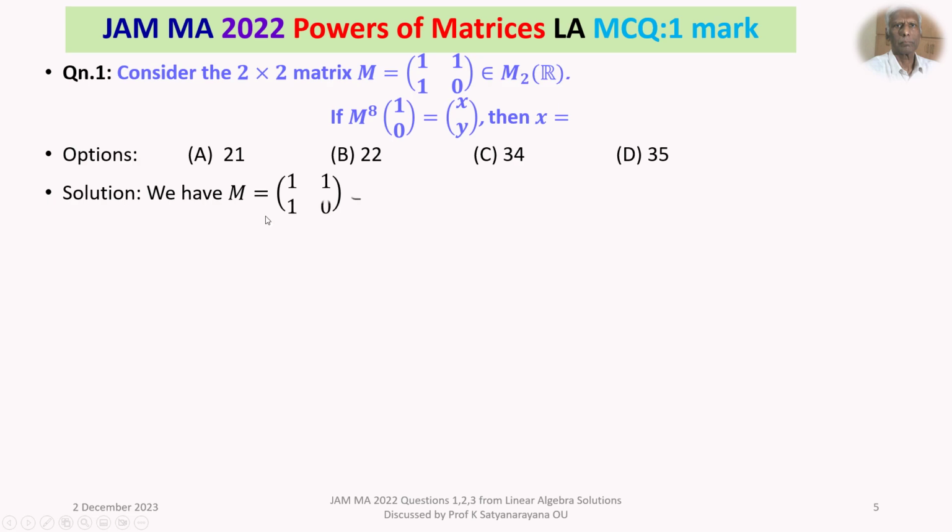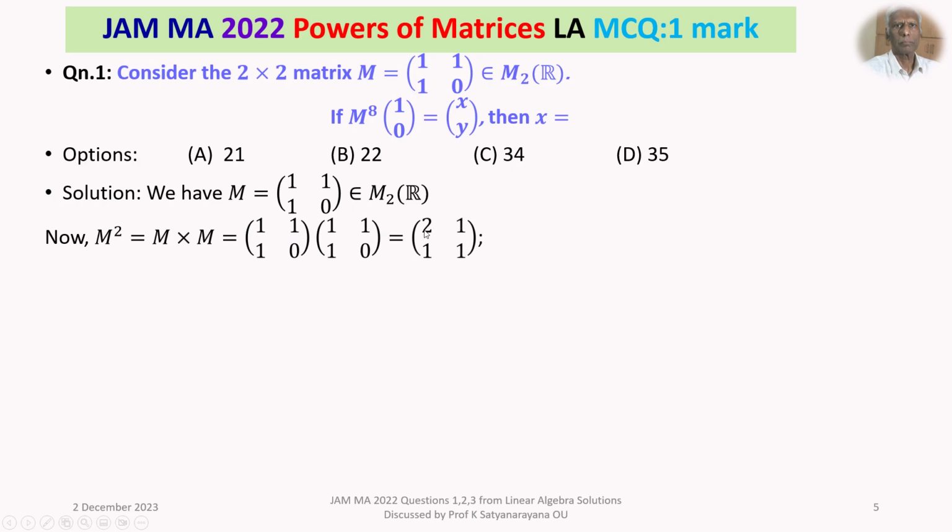Now we have the given matrix M, 2 by 2 matrix, first row 1 1, second row 1 0, belongs to M2 over R, the vector space of all 2 by 2 matrices over the real field. Now to obtain M power 8, first we take M square, then M power 4, then we compute M power 8. So to get M square, multiply M with M. M is here, multiply, you will get M square as 2 1, 1 1.